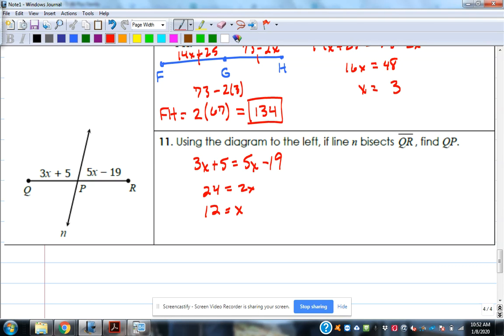And they want QP. So where do I plug that in? Yeah, 3 times 12 plus 5 is equal to QP. So that'd be 36 plus 5, which is 41.